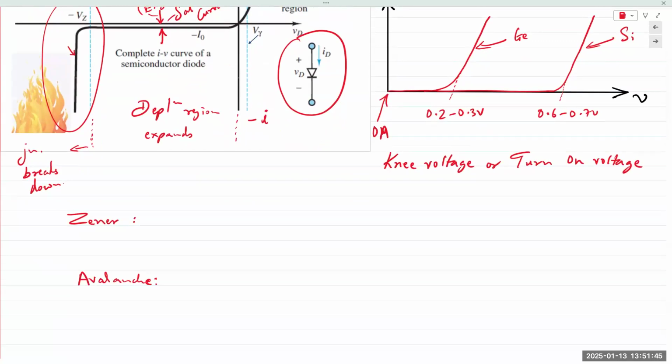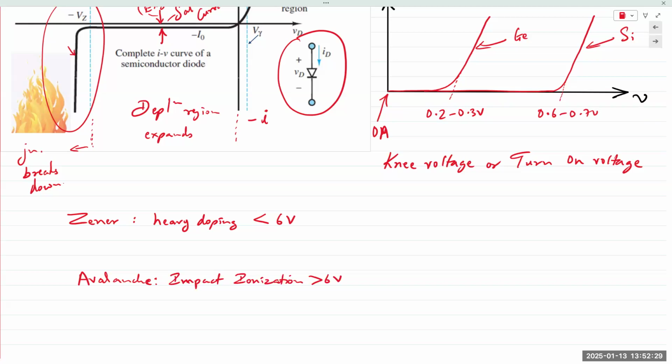So Zener occurs because of heavily doped PN junctions. Okay. And this is typically less than 6 volts. The Zener effect is typically seen for less than 6 volts. And avalanche occurs because of impact ionization process. It's typically greater than 6 volts.